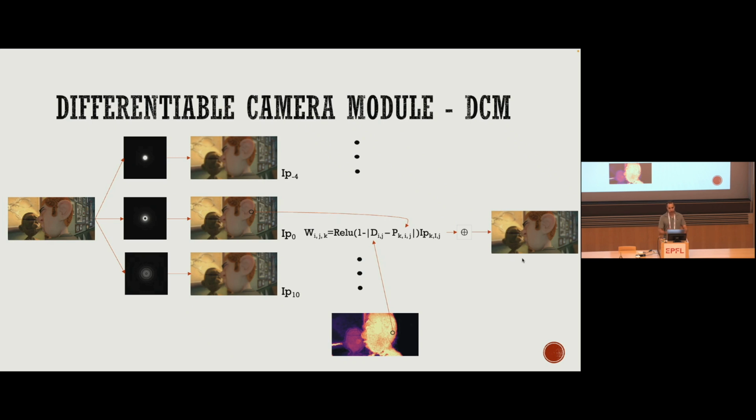And the reason we do it is when we simulate optical systems, sometimes they are not differentiable. And thus, we cannot use them in optimization. So our method here is trying to approximate the actual imaging system in order to make it differentiable and use it throughout the optimization.